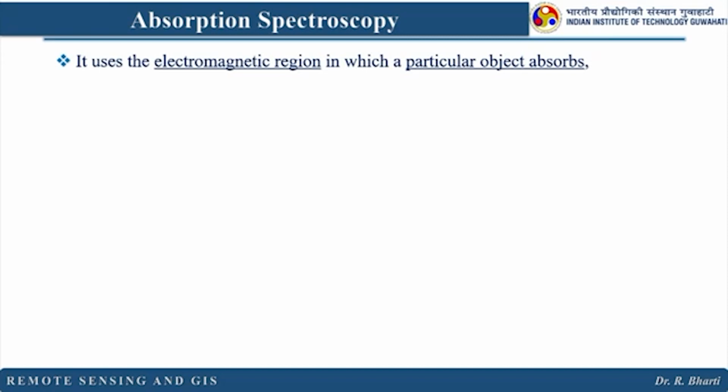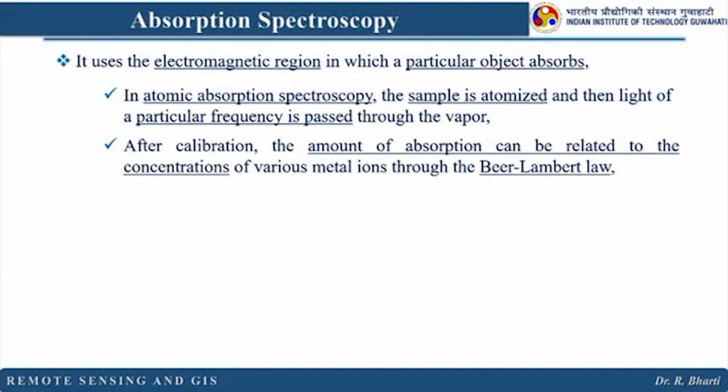So, X absorbs in the 2.5 micrometer wavelength range. In absorption spectroscopy, we will use only the 2.5 micrometer wavelength range, and then we will see how much energy it has absorbed, and based on that we will identify the material composition. After calibration, the amount of absorption can be related to the concentration of various metal ions through the Beer-Lambert law.